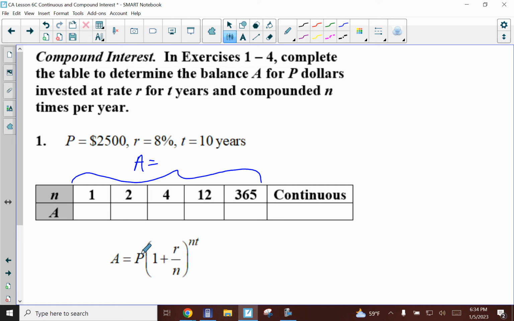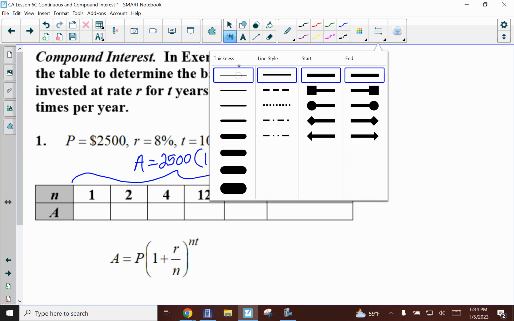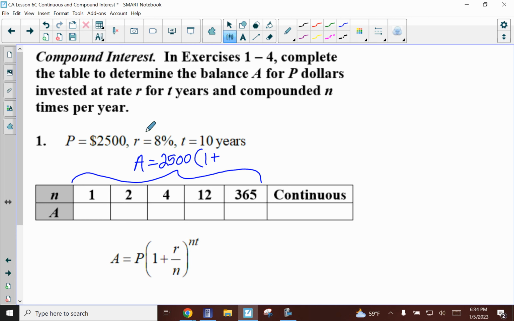So P is the principal. So the principal is $2,500. Then we have a parentheses with a 1 plus the R is 8%. Now I put a star on that last page where I had the R. The reason why it has a star on it is because you have to convert it. Most people mess this up because they forget to convert it.